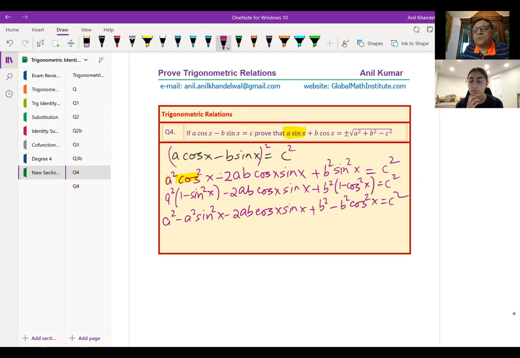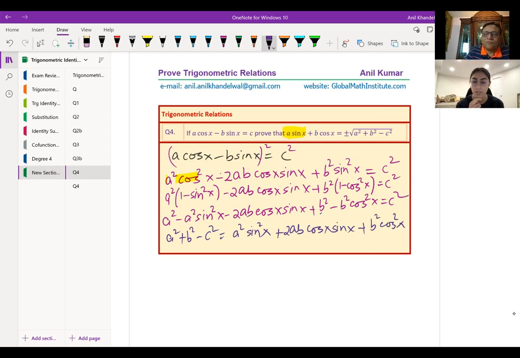We want a square plus b square minus c square, so we'll take all of the terms to the other side, and we'll leave here a square, and we have b square. We'll bring c square here and take other terms. We get a square sine square x. We have plus 2 ab cos x sin x. And we have plus b square cos square x.